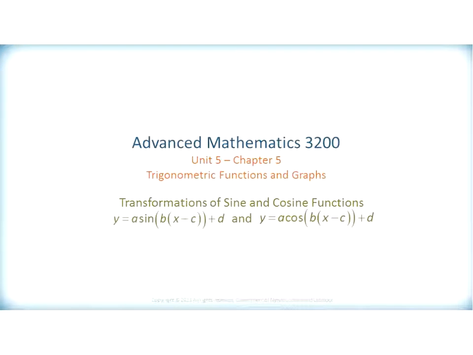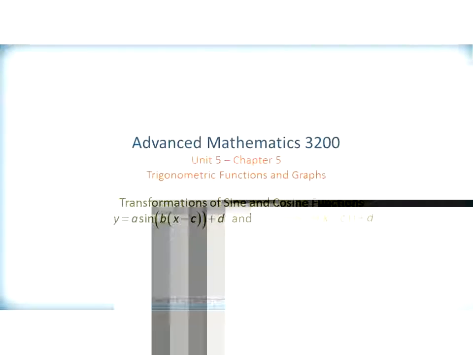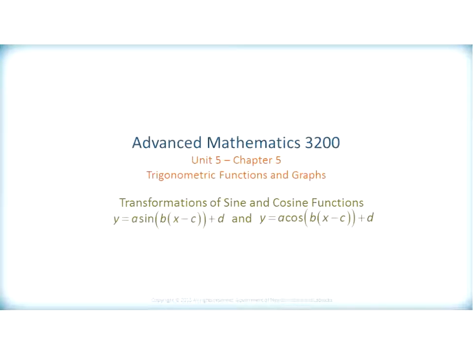Public Exam Review, Unit 5, Chapter 5, Trigonometric Functions and Graphs. In this presentation, we will review transformations of the sine and cosine functions in terms of y equals a times the sine or cosine of b times x minus c plus d.